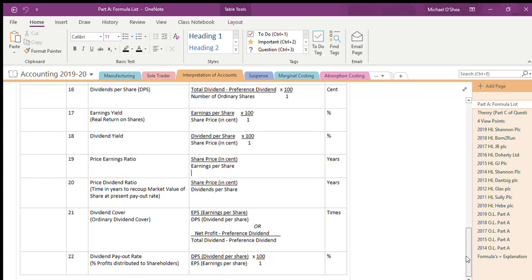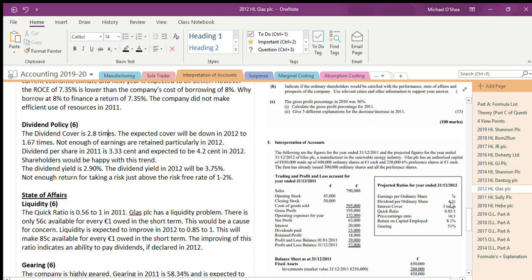Scrolling, oh, it's this one. So yes, we have it here: net profit minus preference dividend, or you can also work it out as EPS over DPS. So if I go back to this, my 7 divided by 4.2 works out at 1.67. So although this is my dividend cover this year, I work out my dividend cover next year to be 1.67. It's going down. This isn't good, because it means that we're paying out too much of our profits as dividends.